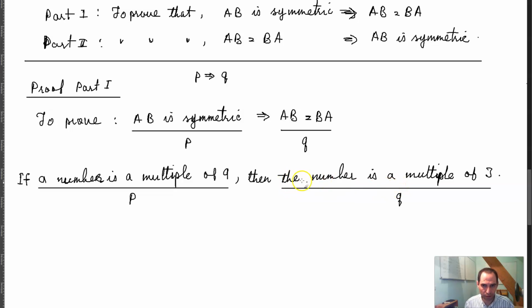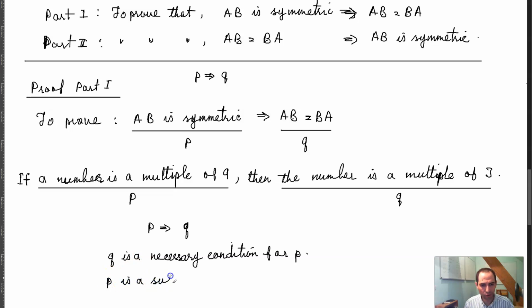And we say that if you have some condition in the form P then Q, then Q is a necessary condition for P, and P is a sufficient condition for Q.